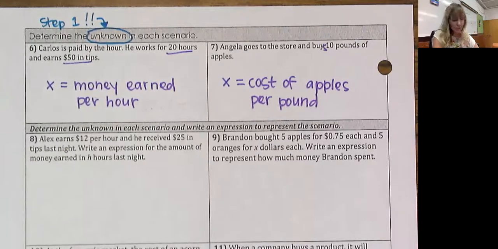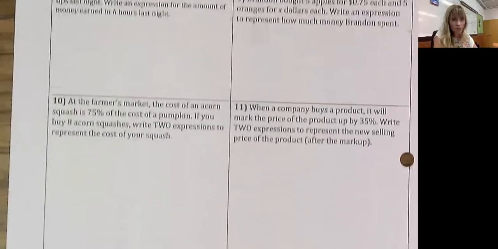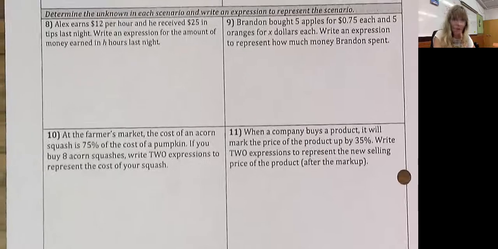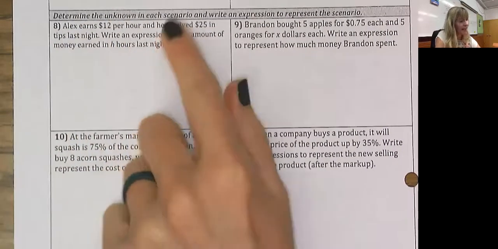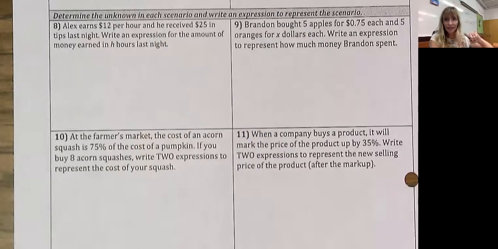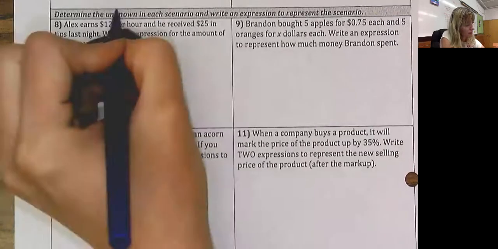And in fact, we're now going to take it a step further. That's all those questions wanted. Now we're going to do a little bit more. Now we are going to determine the unknown in each scenario and use it to write an expression. This is a little trickier, and we're going to take a couple days to make sure we're good at it, but starting right now, we need some examples. Okay, again, the unknown. Determine the unknown.